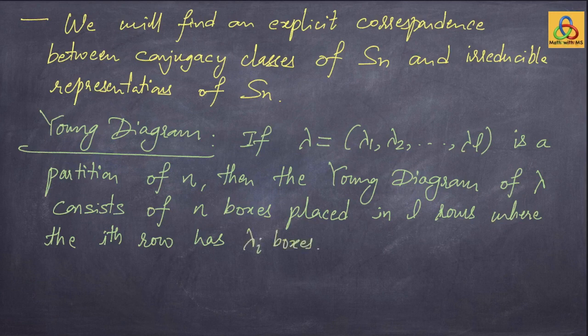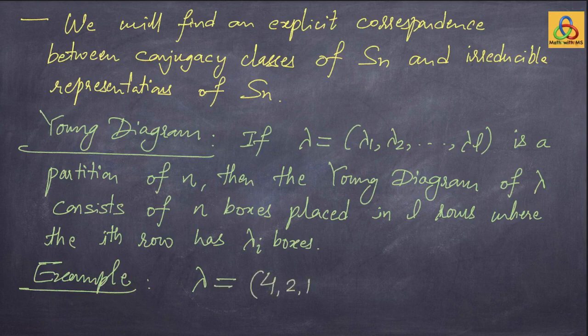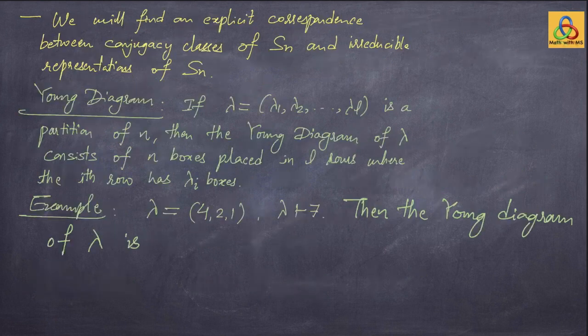Let us see an example. Take the partition lambda equals 4, 2, 1. Then lambda is a partition of 7. Then the Young diagram of the partition lambda is the following. It needs to have 3 rows, where the first row will have 4 boxes, the second row will have 2 boxes, and the last row will have 1 box. This is the Young diagram of the partition lambda equals 4, 2, 1 of 7.